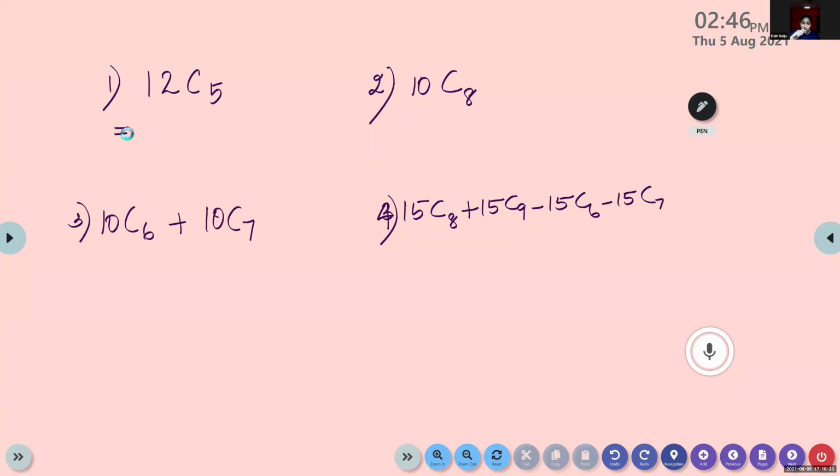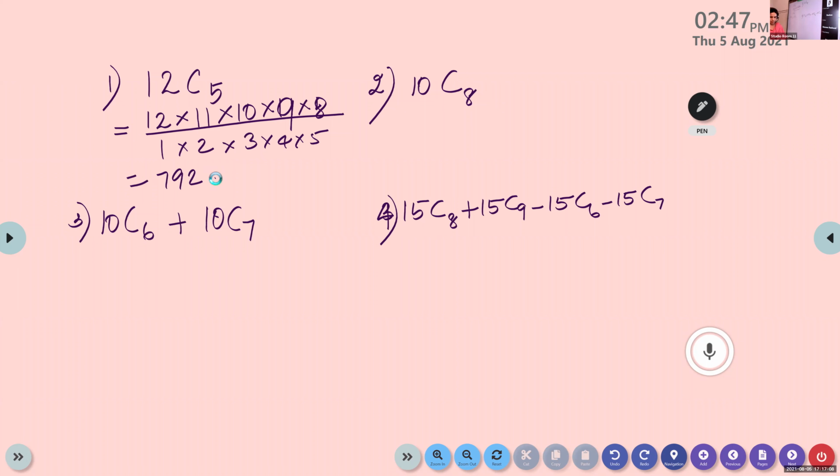Ma'am, 12 factorial by 5 factorial into 7 factorial. Instead of that, what is the easy way? Whenever it is given evaluate, you can do it by the simplified method. How can you do this 12C5? Yes, Elaine, shall we try in this way? I did the other method. Yes, 9 into 8 by... what is the final answer? Ma'am, 792. Others, check this value, children, is it correct? Yes, ma'am.